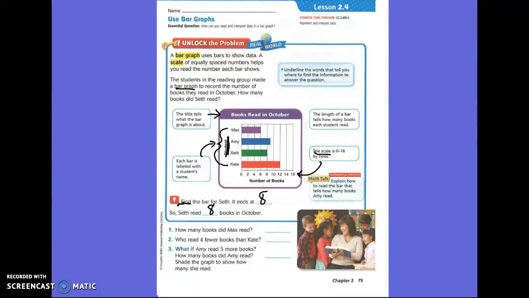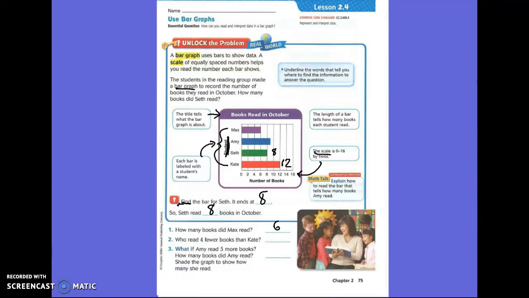How many books did Max read? Let's not shout it out. Let's raise our hands. Carter? Six. Who read four fewer books than Katie? Now, if you don't know this, this is where you now need to probably write. How much did Katie read? 12. And then Seth had eight.